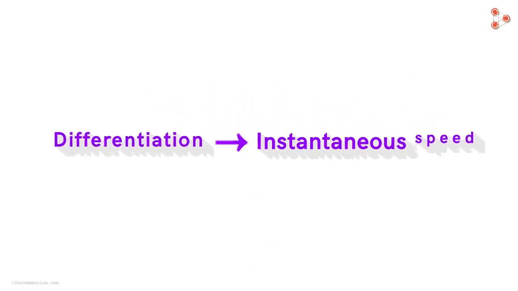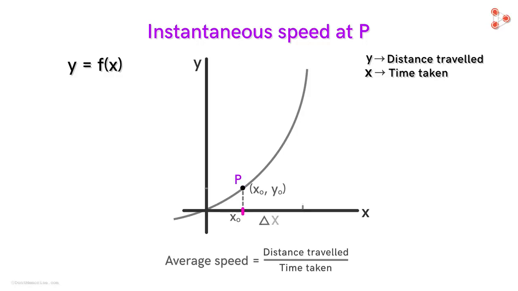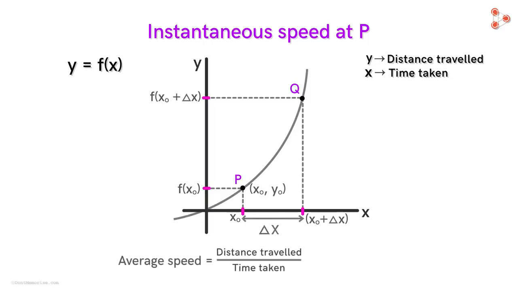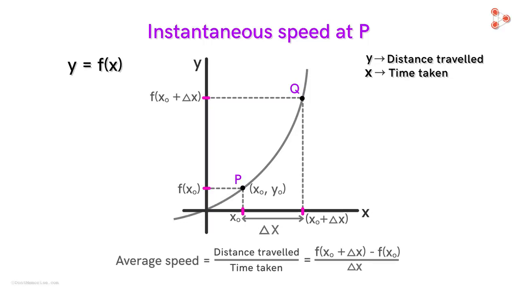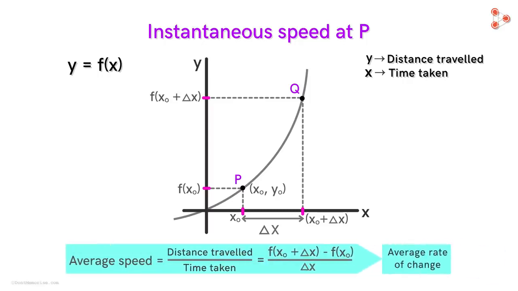Let's say we want to find the instantaneous speed at this point P, that is, at the time instant x0. For this, we first find the average speed for some time interval delta x. At x0, the distance covered will be this. And at x0 plus delta x, it will be this. So the average speed in the time interval delta x will be equal to this. For a function, this ratio is called the average rate of change.